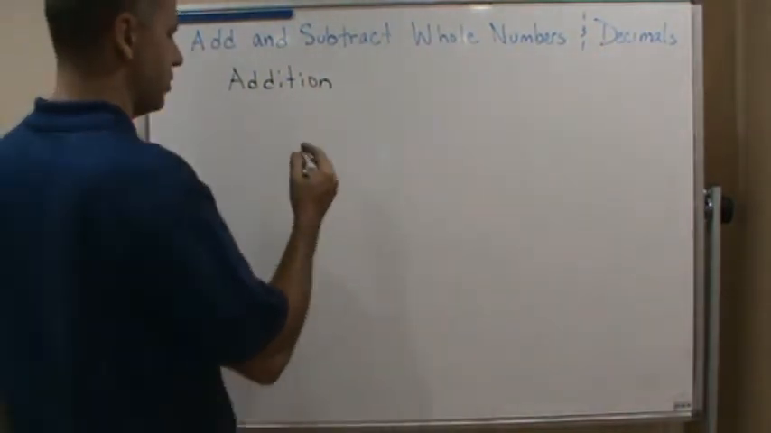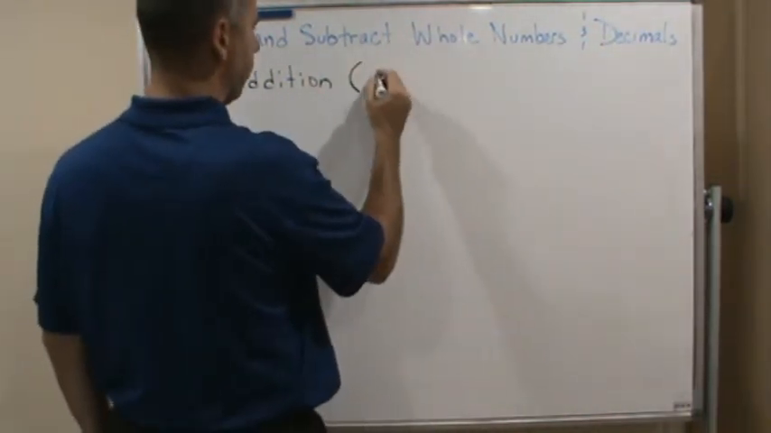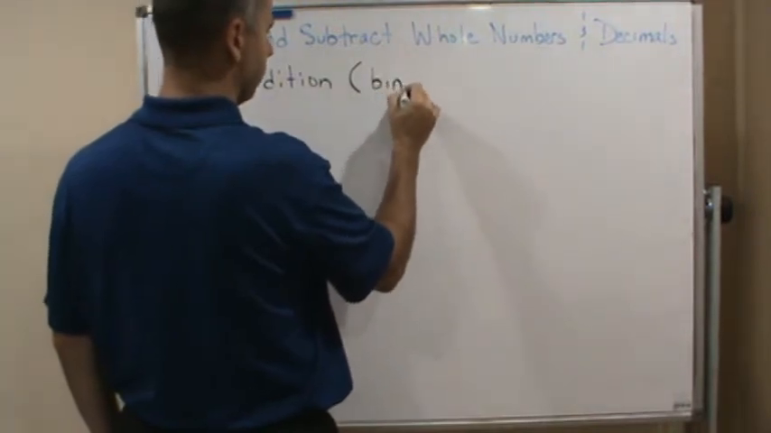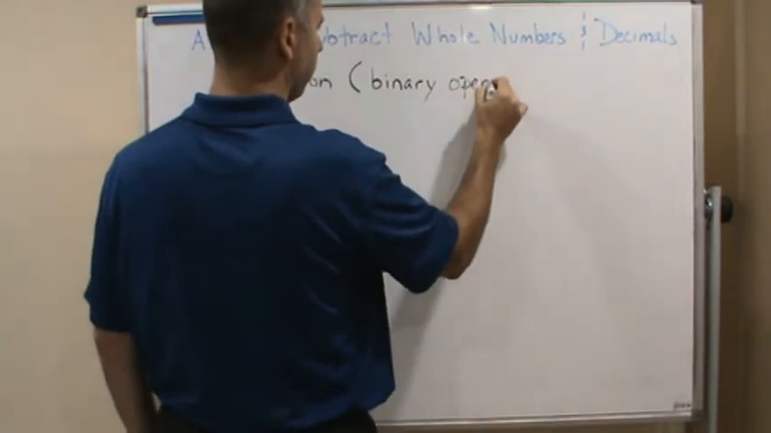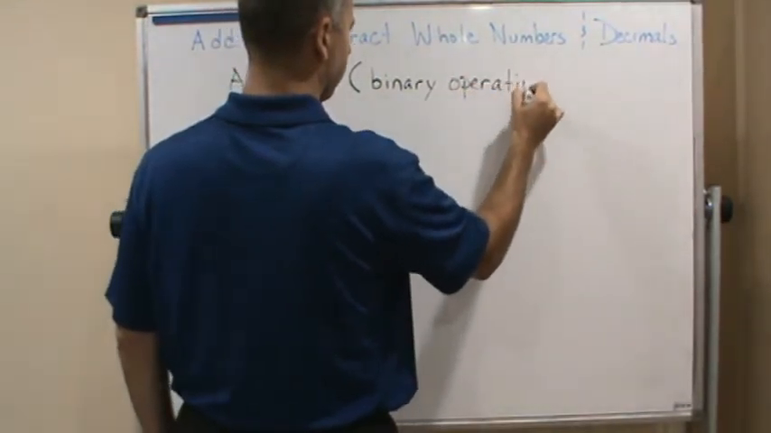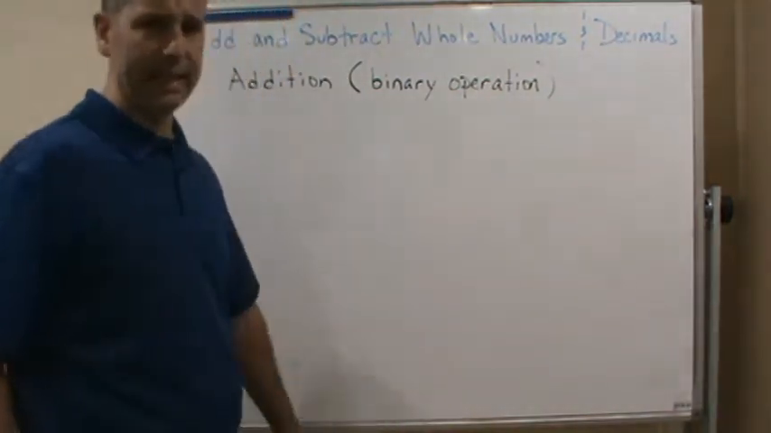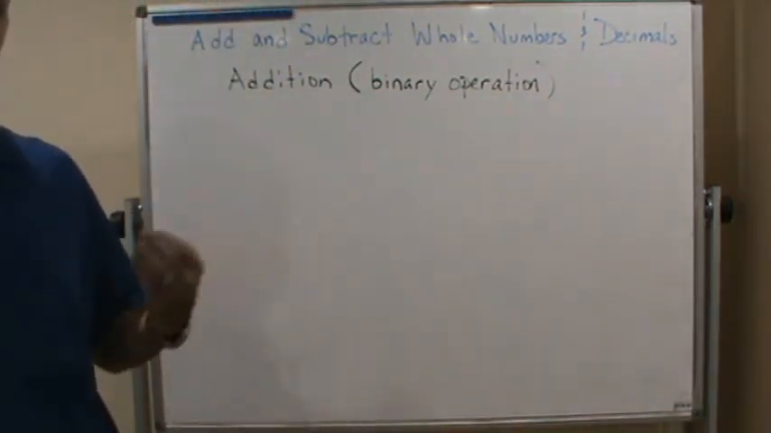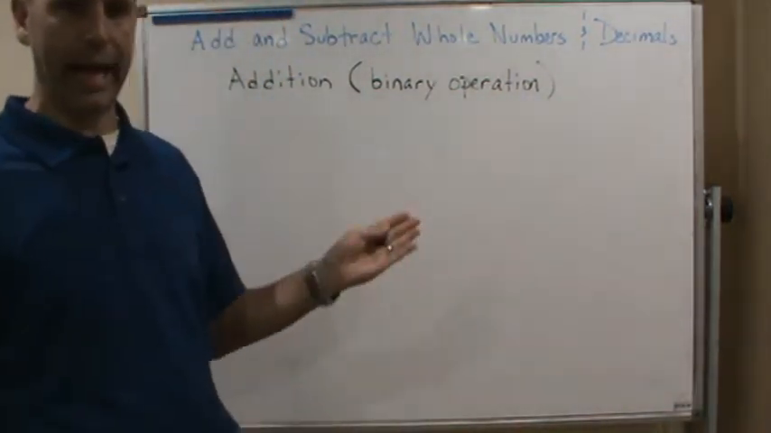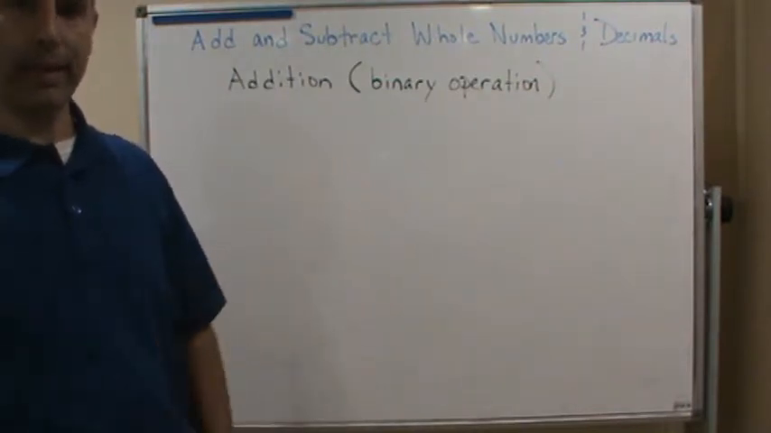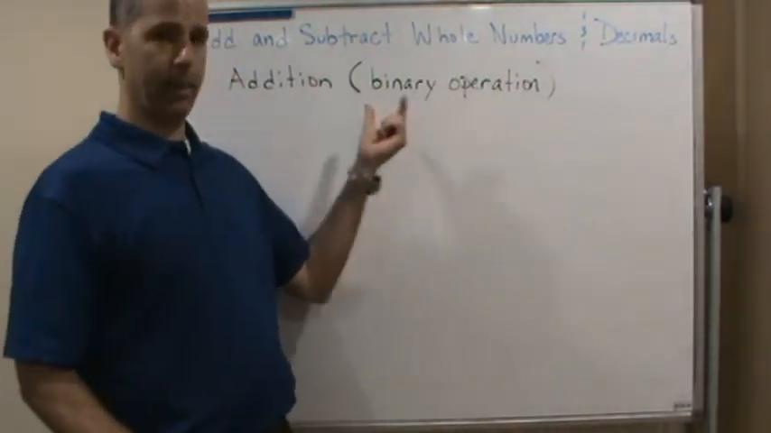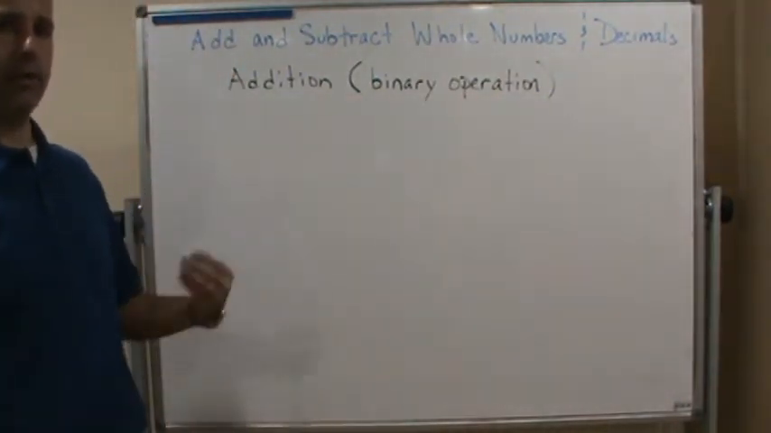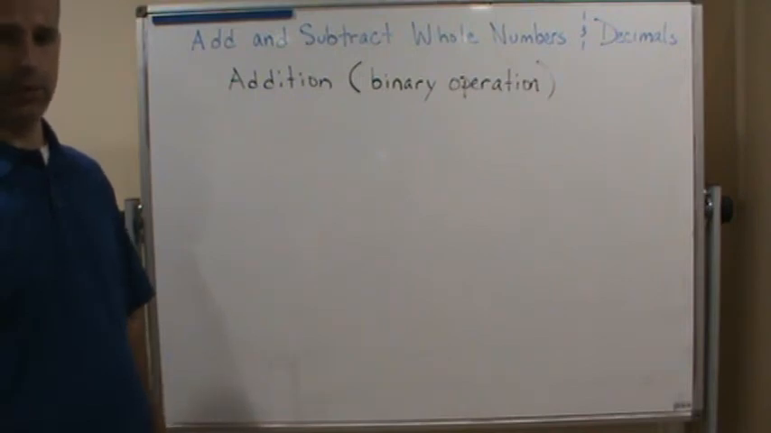Addition is also, by the way, what we call a binary operation. What that means is that if we have a group of three or more numbers, we're going to add the numbers two at a time. That's why we call it a binary operation. It's an operation that involves combining numbers together by adding.